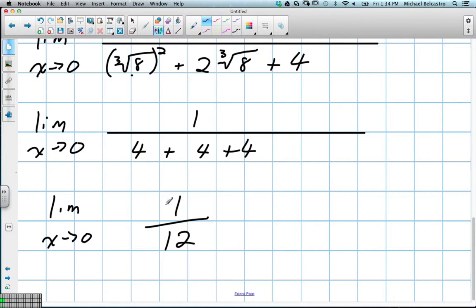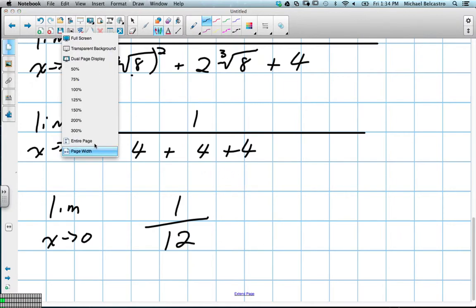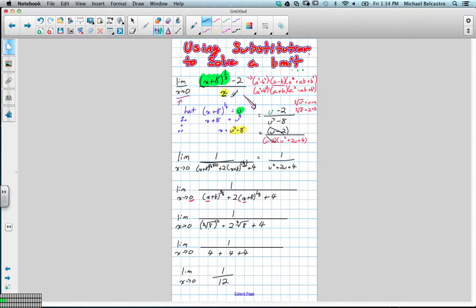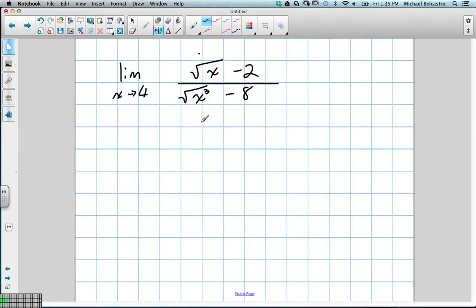As the x value gets closer and closer to 0, our y value is getting closer and closer to 1 over 12. So we had to use our substitution to help us simplify. And once we simplified, we were able to plug our values back in and solve for this limit. Let's do a question similar to it.